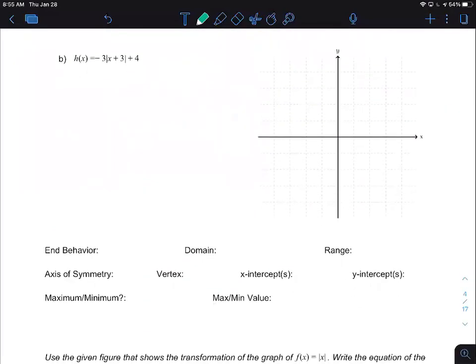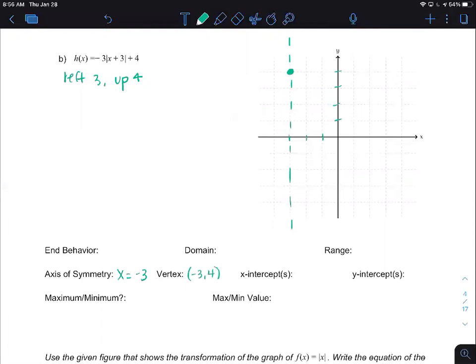All right, looking at B, we're doing the same thing. So we have h of x equals negative 3 times the absolute value of x plus 3 plus 4. So let's talk about how we're translating our graph. So x plus 3, so we're going to be moving left 3. We're going to go up 4. Plot that point, and that's our vertex. So I'm going to go ahead and write that down. Our vertex is (-3, 4). And we can state our axis of symmetry, our line that cuts our graph in half, as x equals -3.